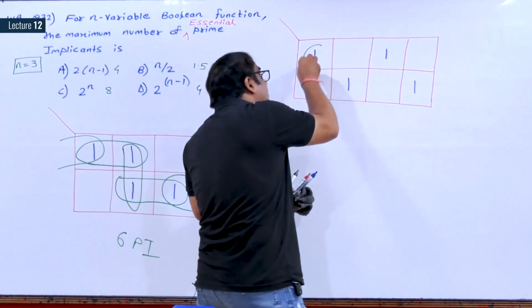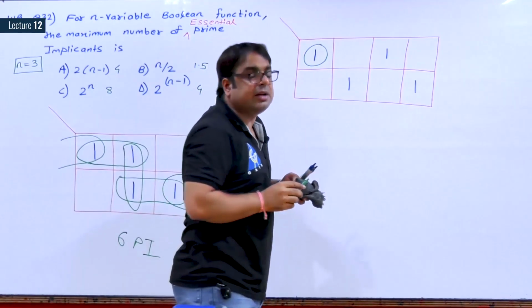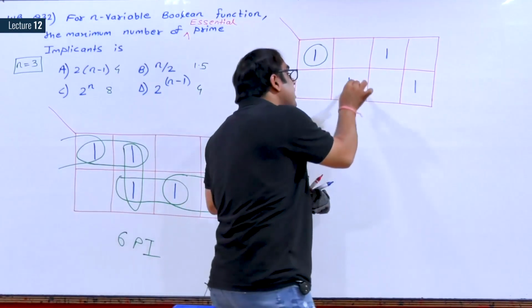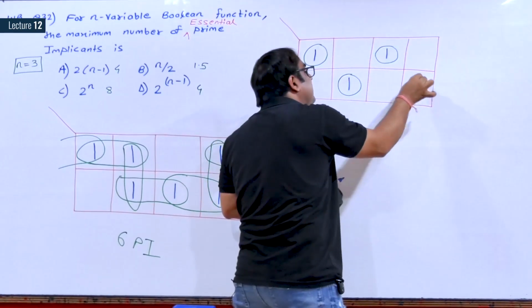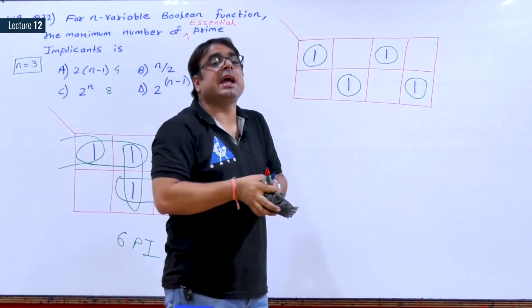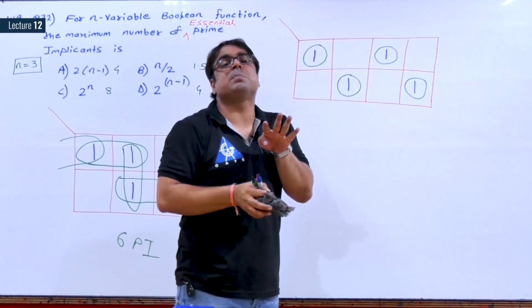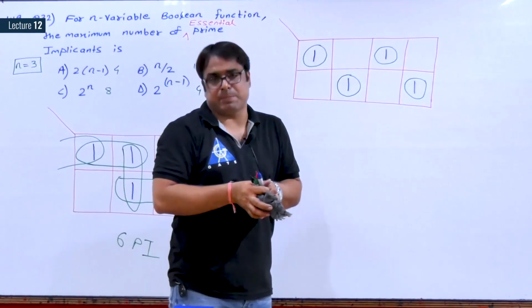This is the first essential prime implicant which you cannot avoid, which has no alternate. This group has no alternate, this group has no alternate, this group has no alternate. So we can have 4 essential prime implicants for a 3 variable K-map.